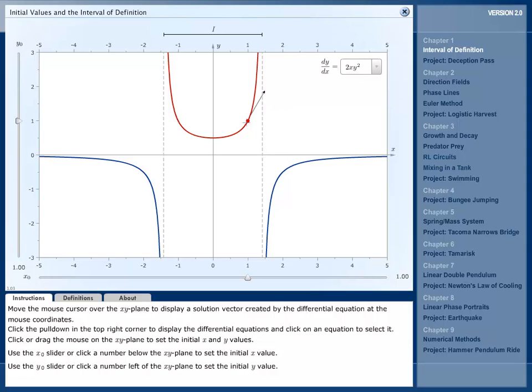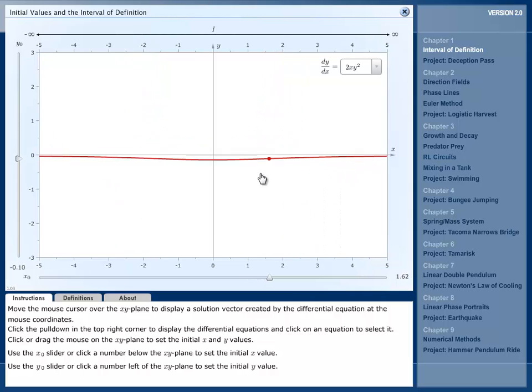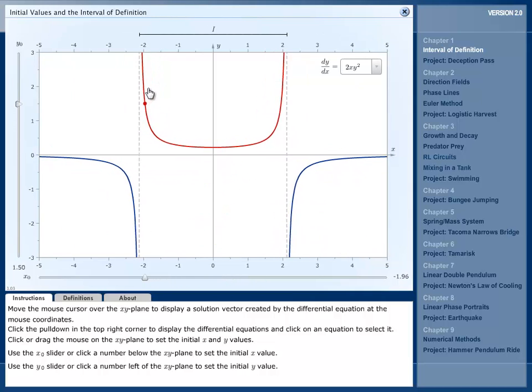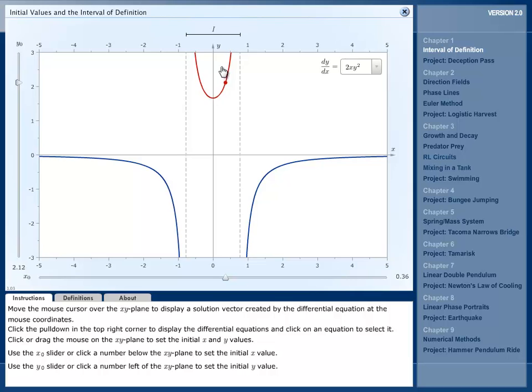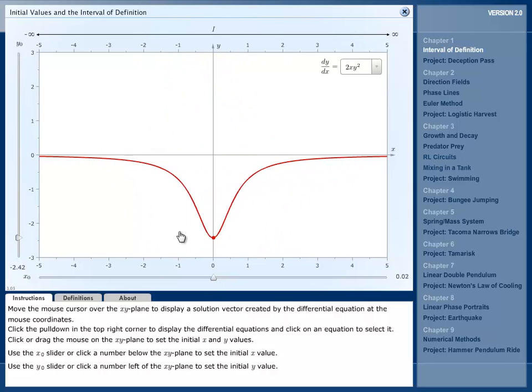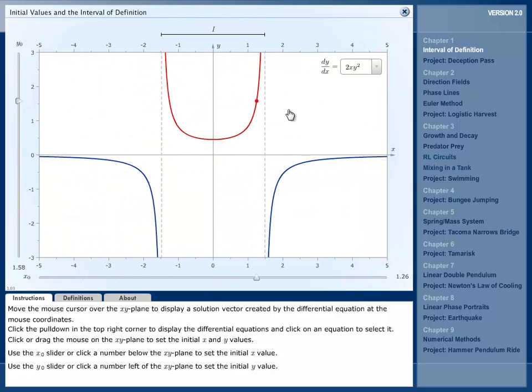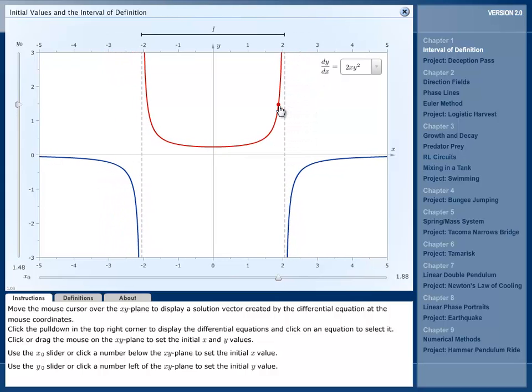Now notice if I click on and drag this point around, what I see is a whole family of solutions, all of which satisfy that differential equation, and each one of them is a unique solution to a specific initial value problem. Now when we talk about the interval of definition, remember it's the largest interval, right, that contains the initial conditions.